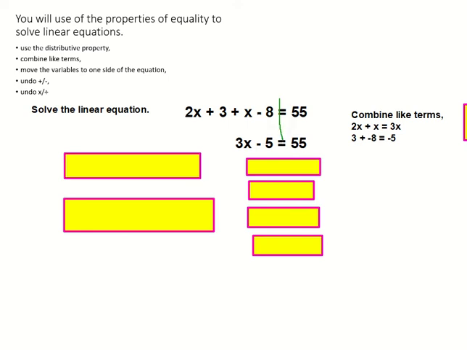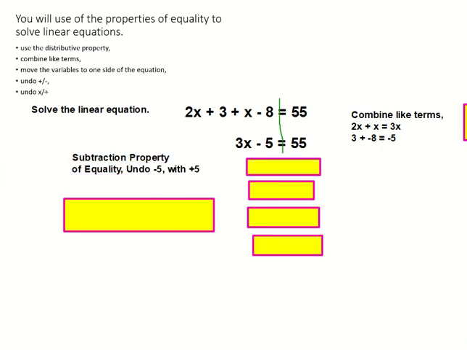So from here, this is a two-step equation. I don't have any variables on the right-hand side. I just have one variable, the x over on the left. So I have to start undoing my addition and subtraction, and we're going to use properties of equality. Since I have minus 5, I'm going to use my subtraction property of equality. So I'm thinking in my head the inverse of minus 5 is adding 5. So to undo subtracting 5, we're going to add 5 to both the left and right side of that equal sign.